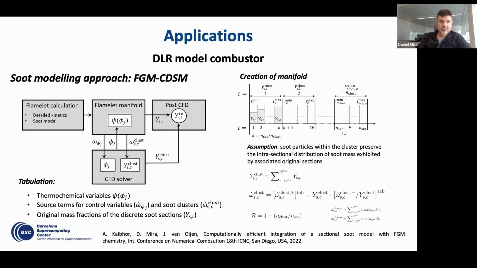So just to give a quick introduction of the soot model, this soot model was presented a few days ago in the International Conference on Numerical Combustion in San Diego in the US. Basically the idea is that we are trying to reduce the computational cost of soot in flame calculations by developing a tabulated chemistry soot modeling approach. The idea of this method is that we solve our 1D flamelets considering detailed transport and all the sections for the soot model.